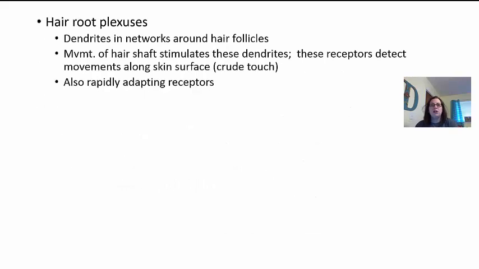Now, the next we want to look at is the hair root plexus. These are dendrites in networks around the hair follicles. They detect movement of the hair shaft. So when the hair moves, that's what they're going to detect. These receptors detect movement along the skin surface, and this is more of your crude touch, not as much discriminative touch. These guys also adapt very rapidly, so they're a rapidly adapting receptor.